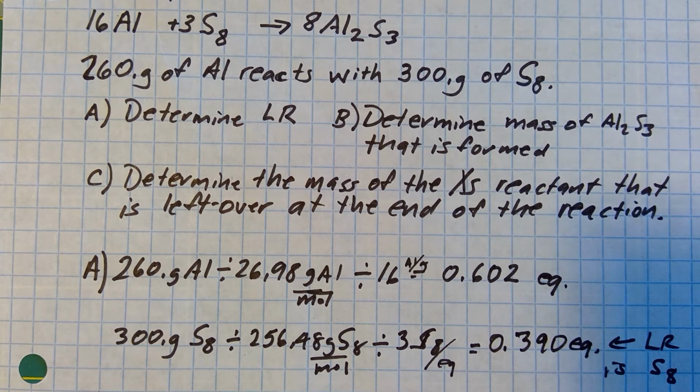Notice the limiting reactant is not necessarily the one that has the least number of moles or the least mass. It's the one that has the least number of equivalents. Aluminum would then be just your excess reactant.